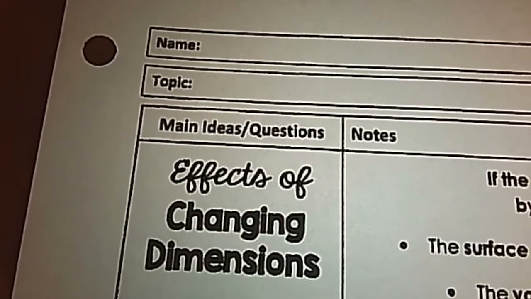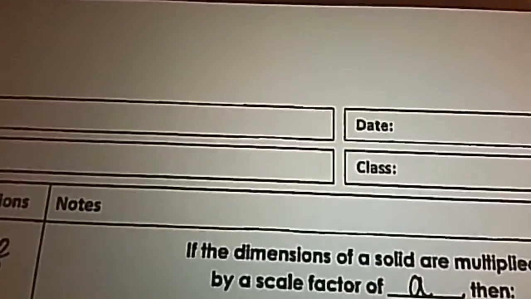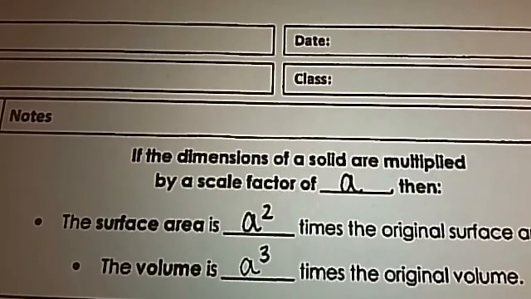Okay, let's get busy with the effects of changing dimensions. If the dimensions of a solid are multiplied by a scale factor of A, which is just going to be a variable, then the surface area is going to be A squared times the original surface area. If it's the volume you're looking for, it's going to be A cubed times the original volume.